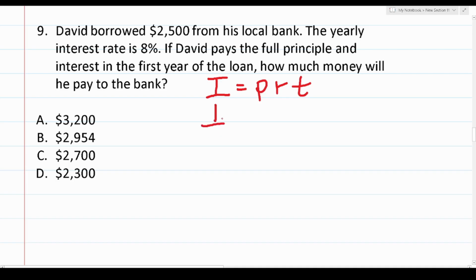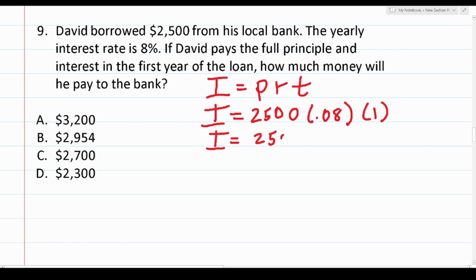Let's start by plugging in what we know. We know he borrowed $2,500, which is going to be our principal here. We know he was given an 8% interest rate, so that's going to be in decimal form as 0.08. And we know the term of this loan was 1 year. Anything times 1 is itself. So 1 times 0.08 is just 0.08. So we'll go ahead and drop that from our work here. So that's 2,500 times 0.08. And I'm going to work this off to the side so I don't make any mistakes.